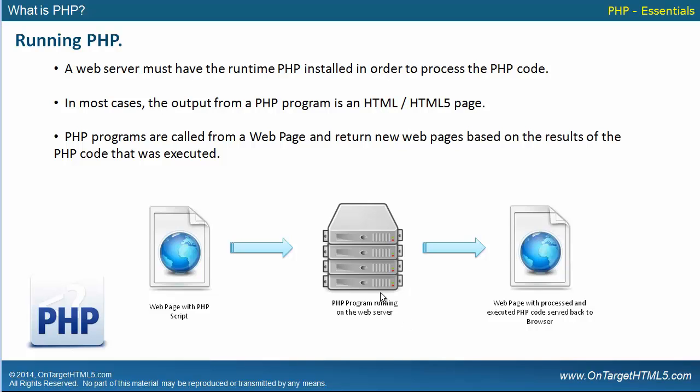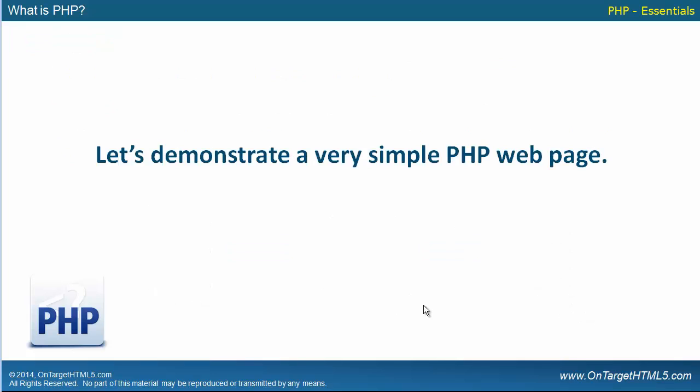One thing I didn't show here that I could have is the web server going out to a database based on the processing of the script, pulling information from that database, bringing it back to the web server, and then sending it out to that web page in a new HTML document with that information that was requested from that PHP script. Okay, so let's demonstrate a very simple PHP web page so you can get an idea of what we're going to cover in this Essential Training Series.